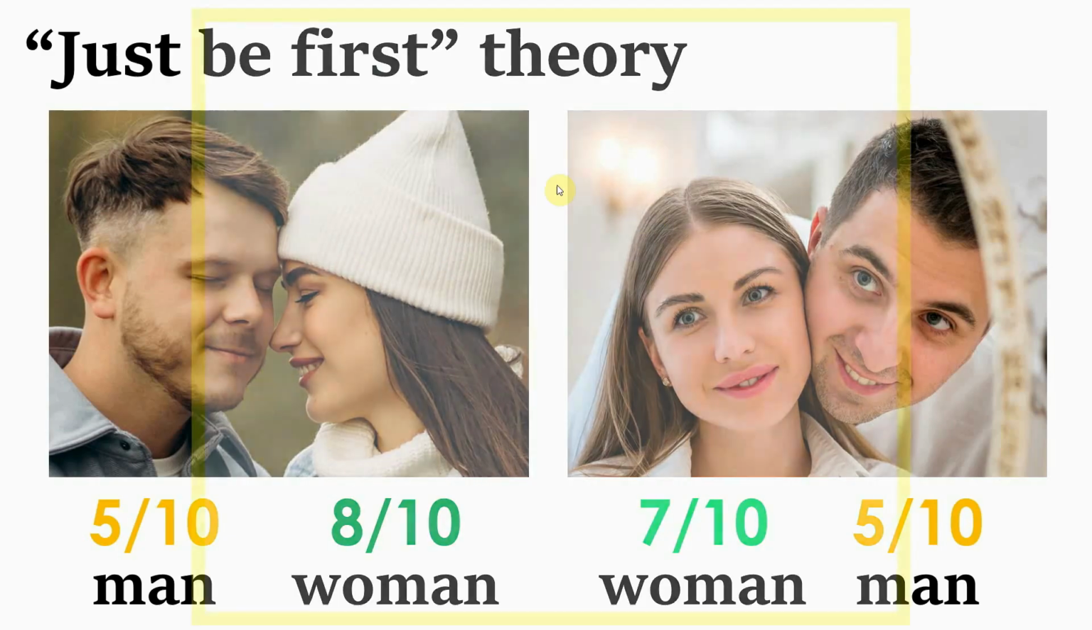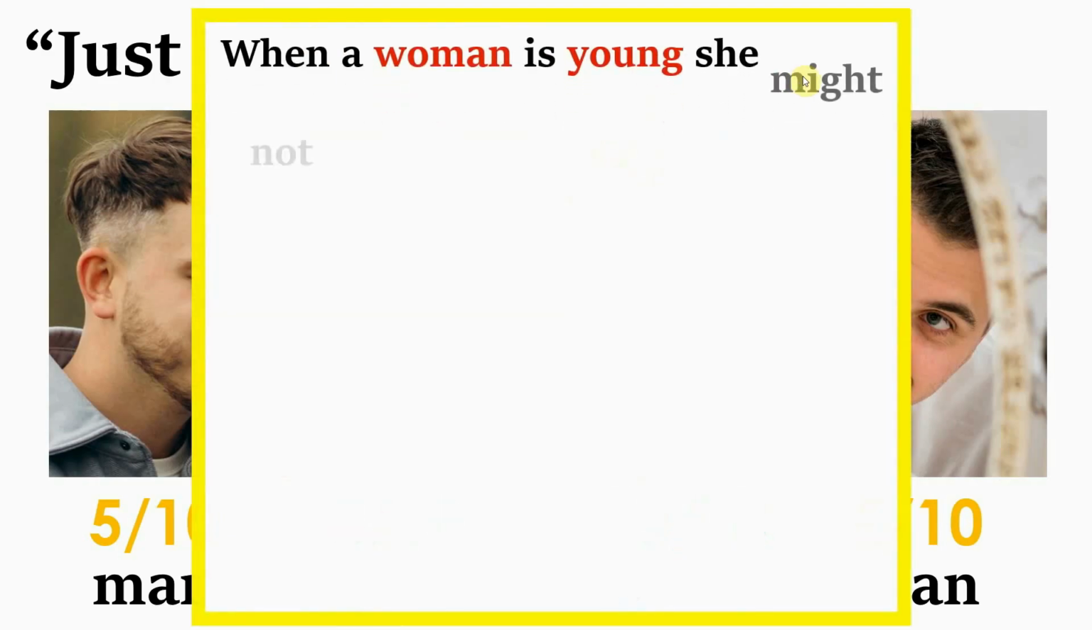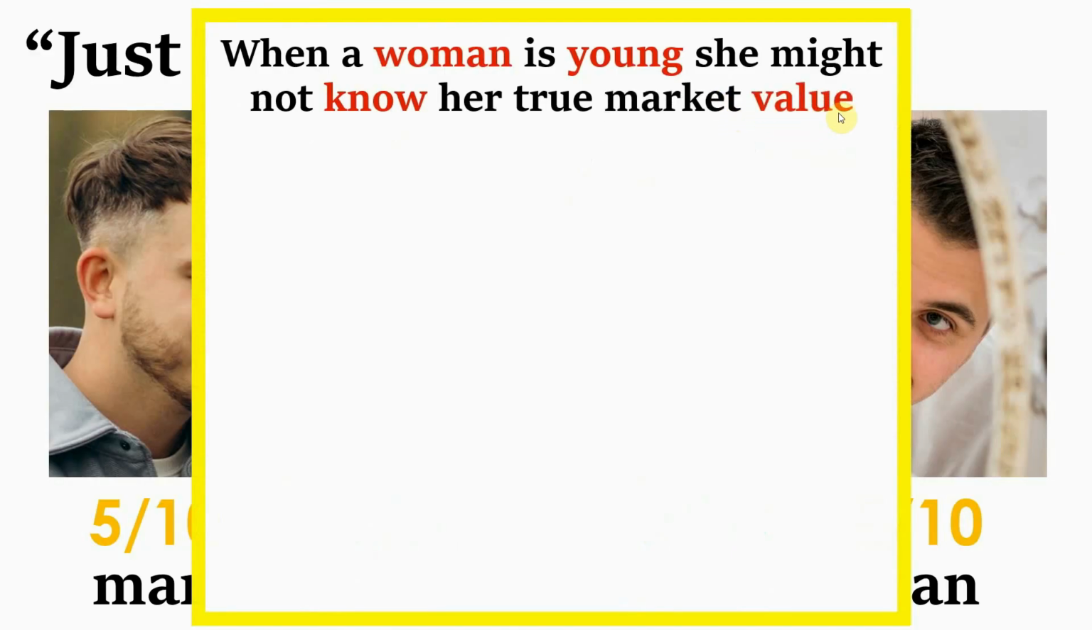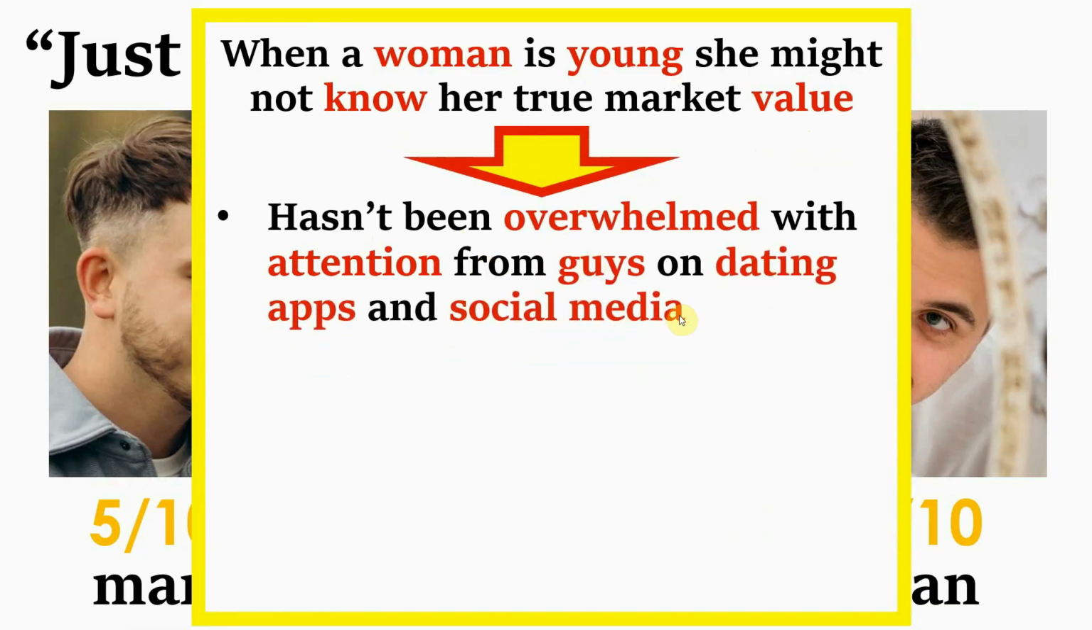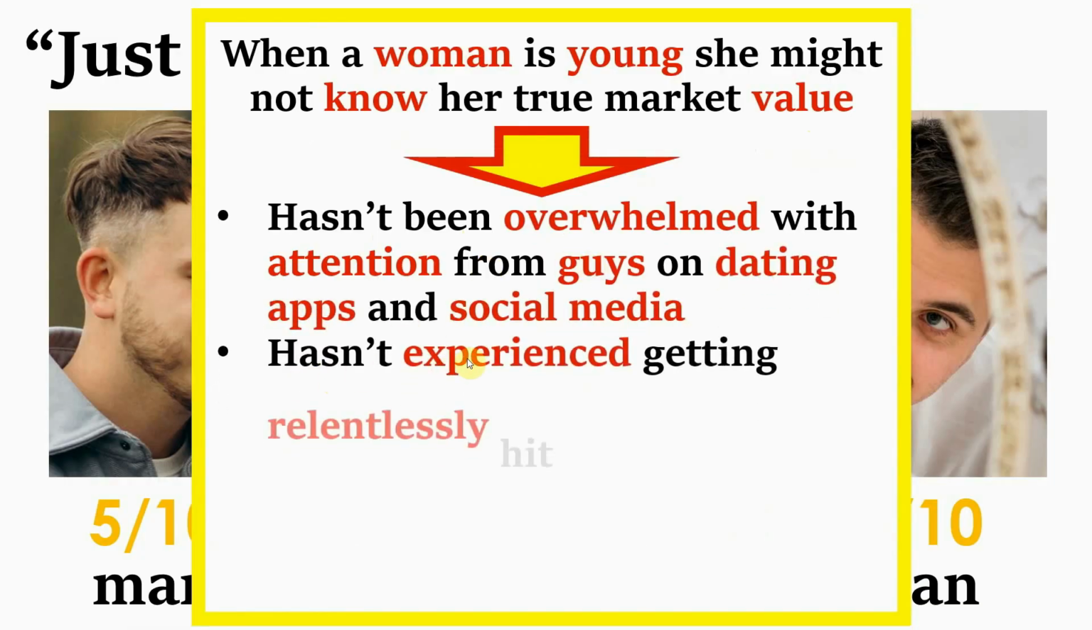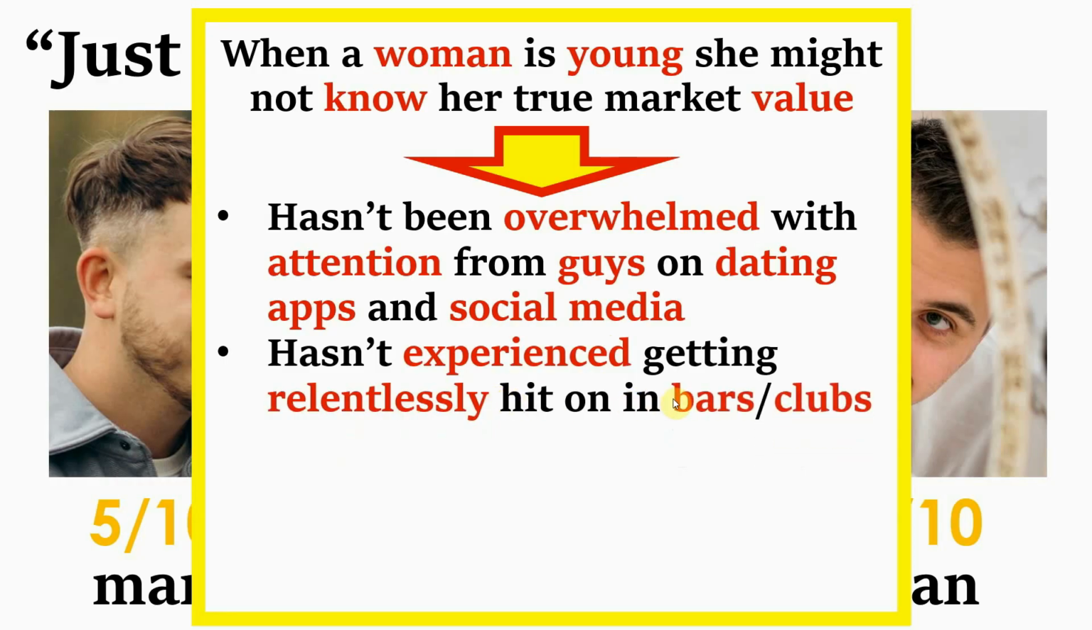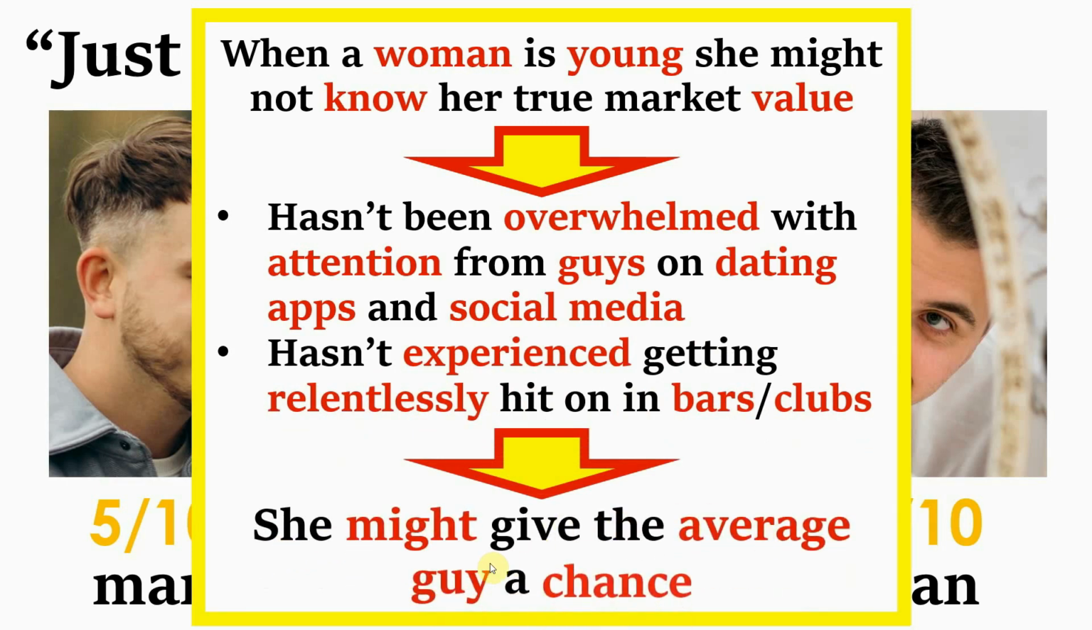The theory is that when a woman is young, she might not know yet what her true market value is. It's likely she hasn't been overwhelmed with attention from guys on dating apps and social media, and she probably hasn't experienced getting relentlessly hit on in bars/clubs either. Therefore, for the time she is young, she might give the average guy a chance.